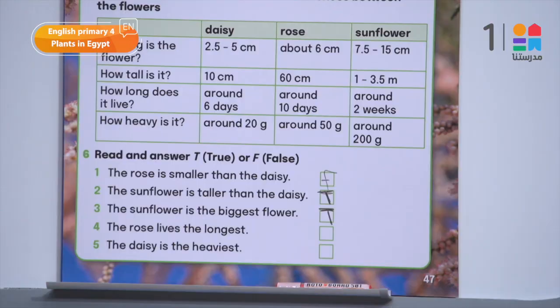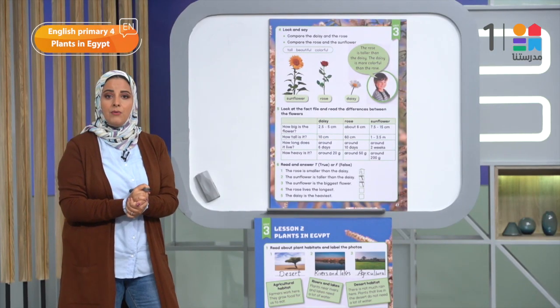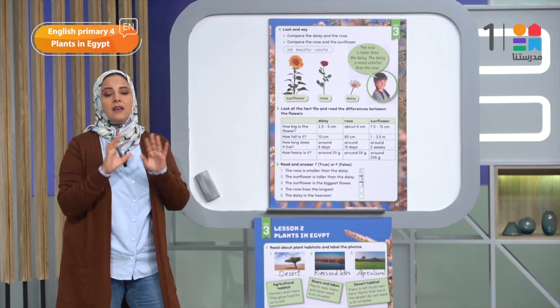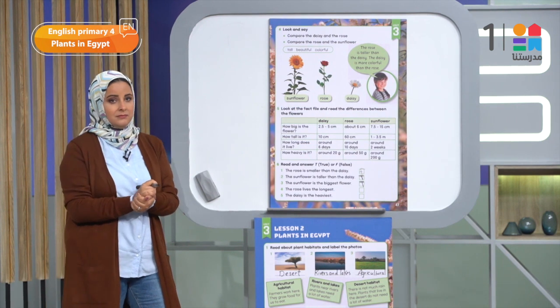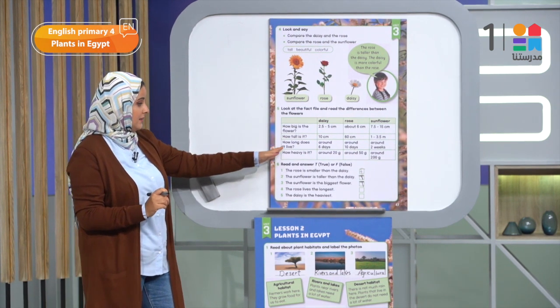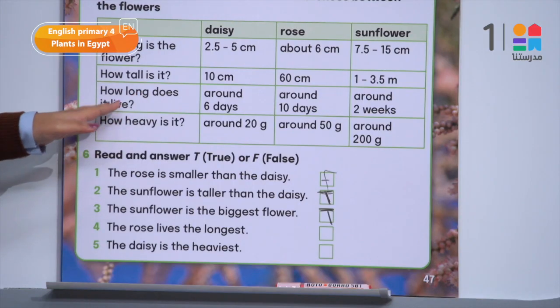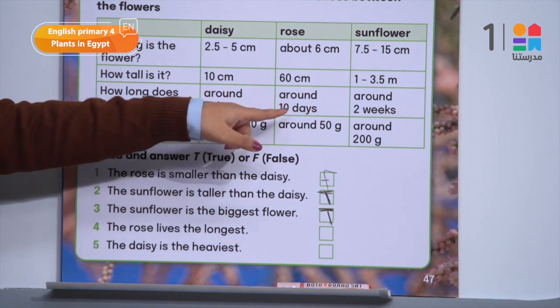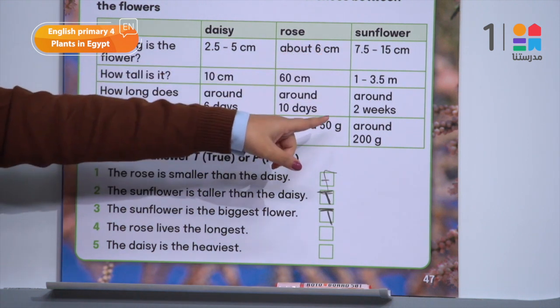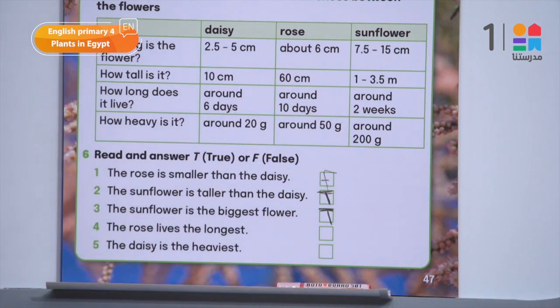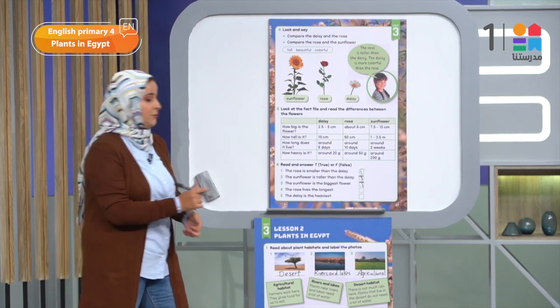Question number 4. The rose lives the longest. Let's look at how long does it live. The rose lives for 10 days, but the sunflower lives for 2 weeks. So when I say the rose lives the longest, is it true? Of course, not true. It's false.